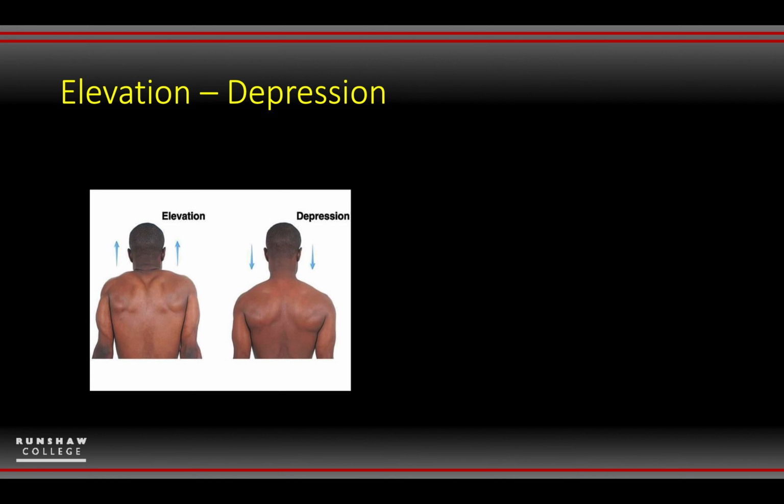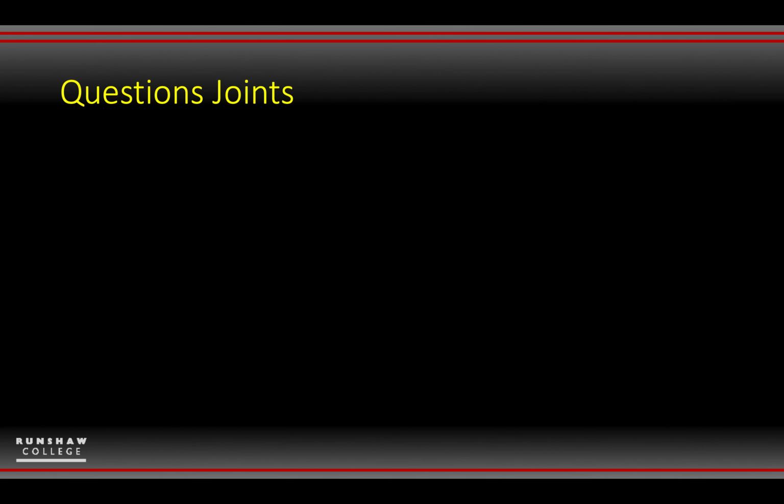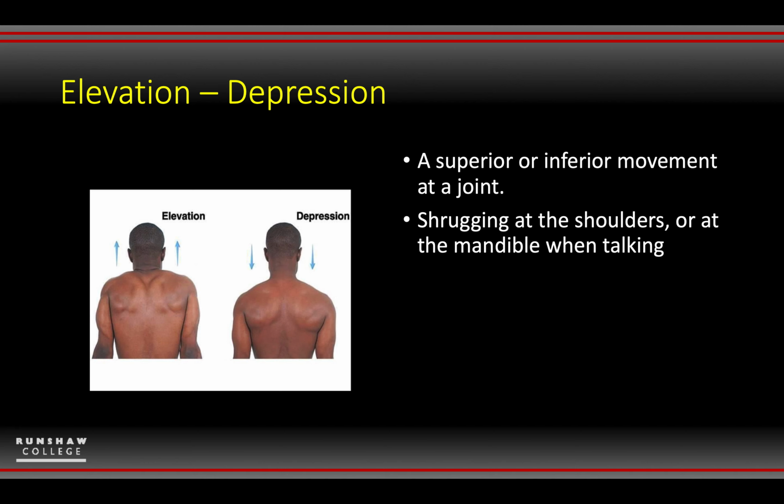Into the shoulders, we've got elevation, which is shrugging, bringing the shoulders right up towards the ears, and depression, which lowers the shoulders down, further down, which isn't a common movement, but is quite important for posture.